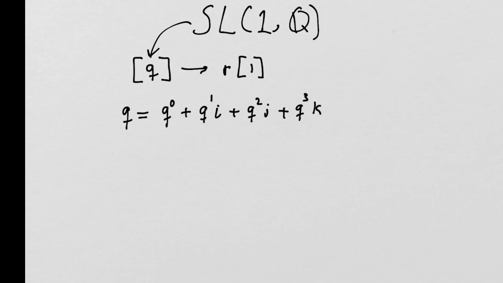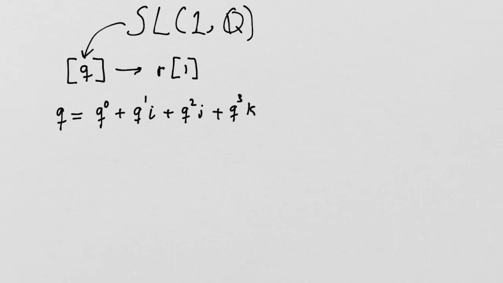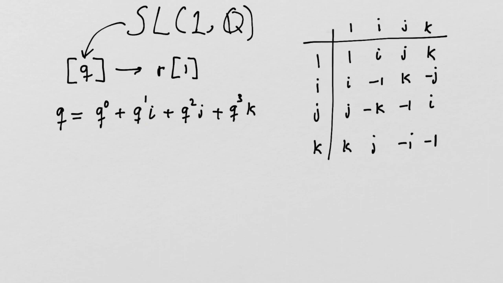So we'll write an arbitrary quaternion in this form. There's this real part, and then there's this complex part, but we have now three complex numbers, i, j, and k. And this whole thing obeys its own multiplication rules, which I'll just write down. And this is the multiplication table.